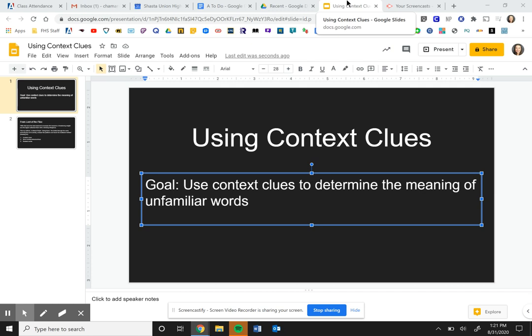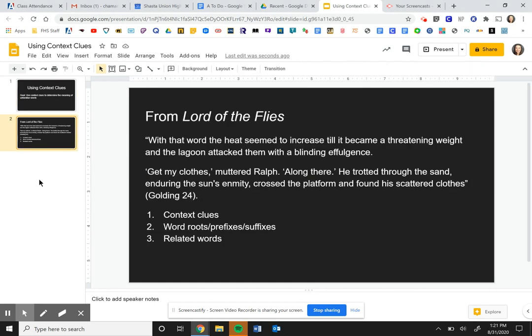This is a quick refresher on using context clues, and the goal here is to use context clues to determine the meaning of new and unfamiliar words in order to improve your vocabulary and become a better reader. Let's take a look at an example.